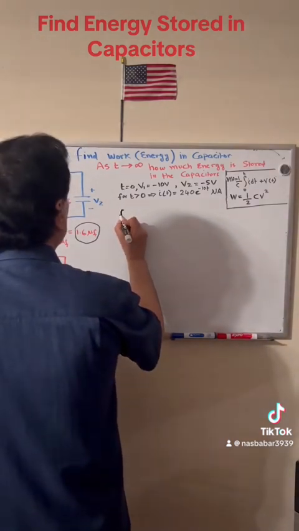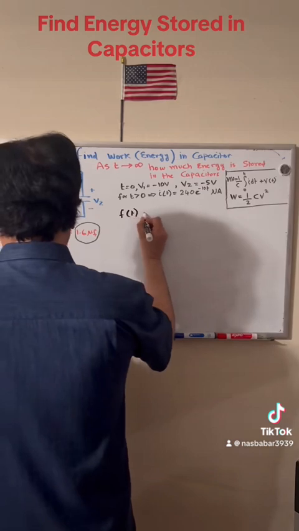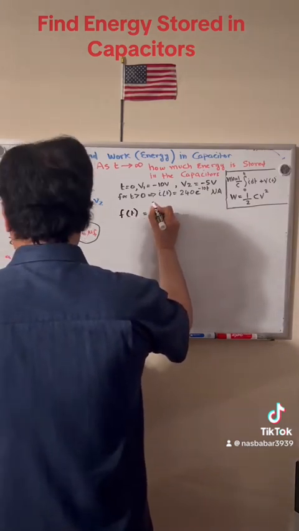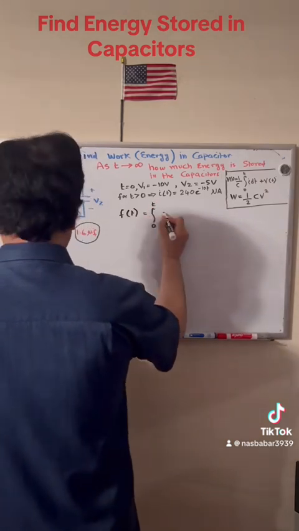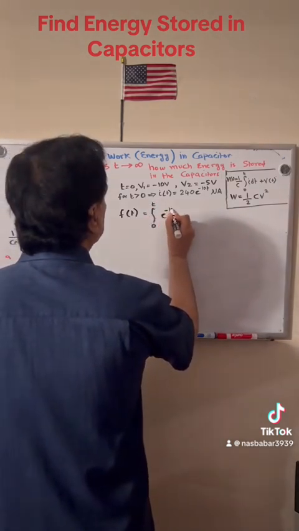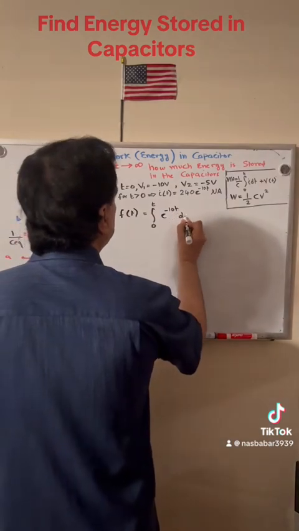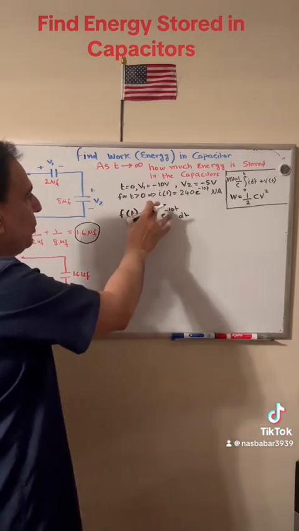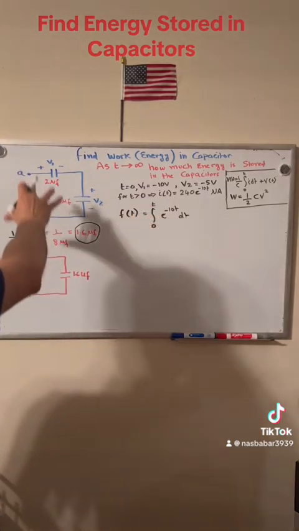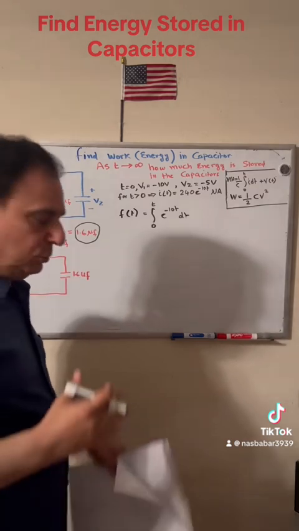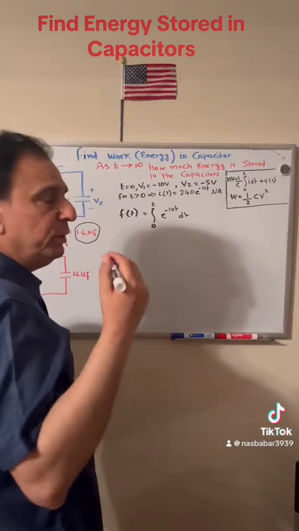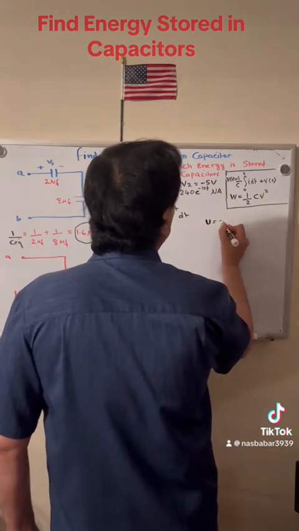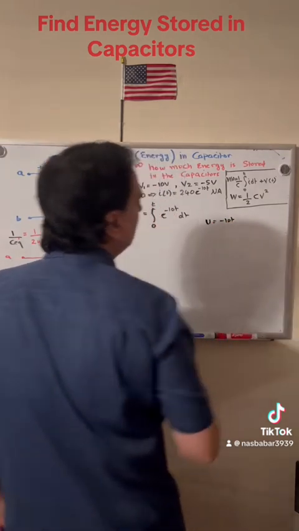Let's say the function of t is equal to the definite integral from 0 to t of e^(-10t) dt. How would you solve this? Because we're going to use this when we are solving the problem right here. Basically we do this by substitution. We say, let u be equal to minus 10t.